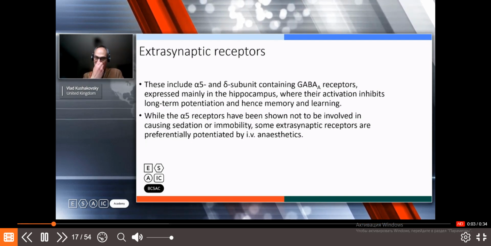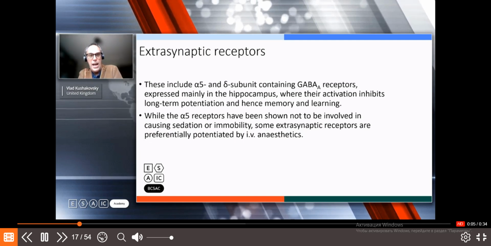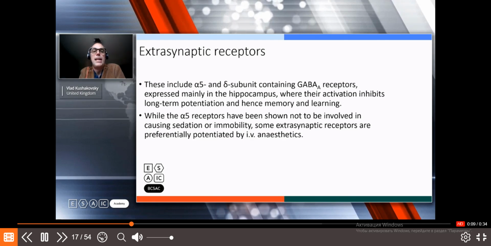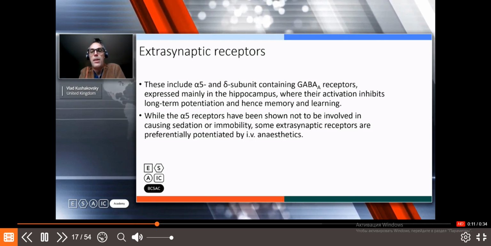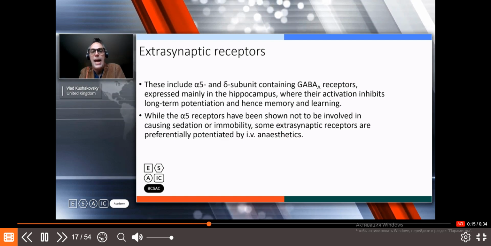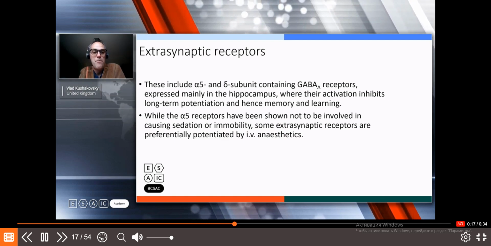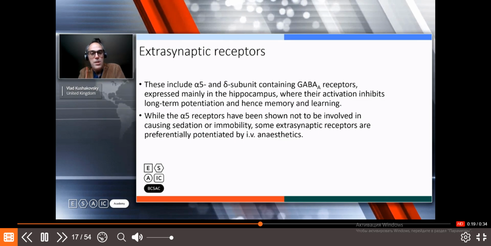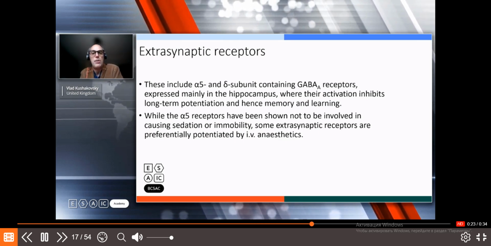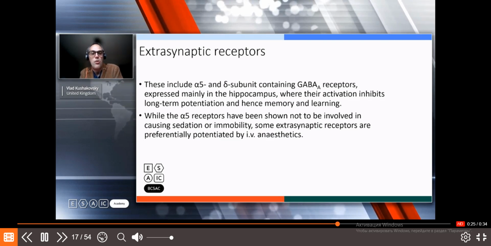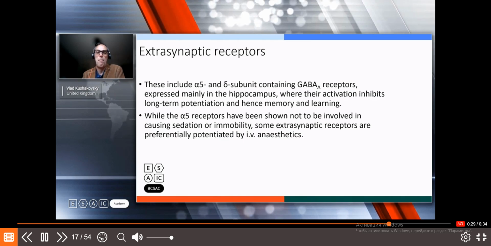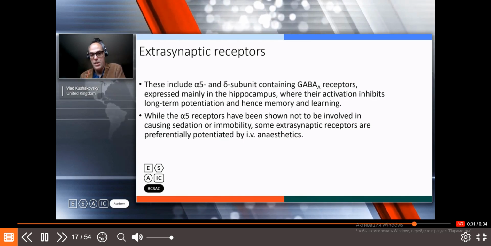Extrasynaptic receptors include alpha-5 and delta subunit containing GABA receptors, and they're expressed mainly in the hippocampus, where their activation inhibits long-term potentiation and hence memory and learning. While the alpha-5 receptors have been shown not to be involved in causing sedation or immobility, some extrasynaptic receptors are preferentially potentiated by intravenous anesthetics.